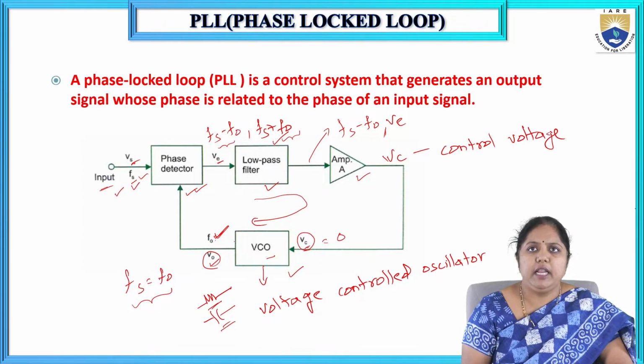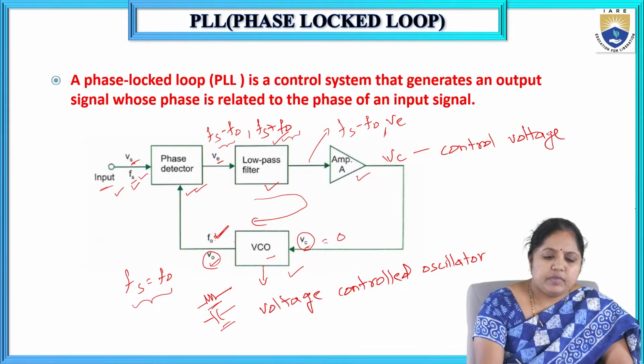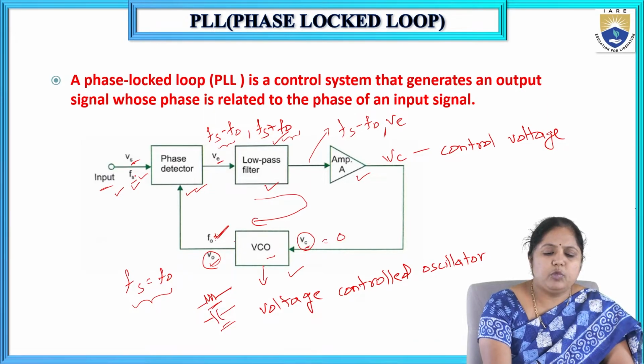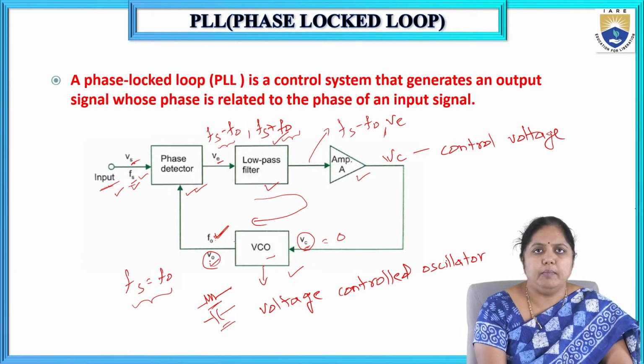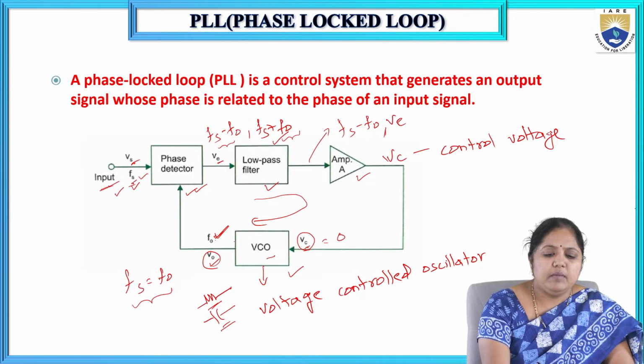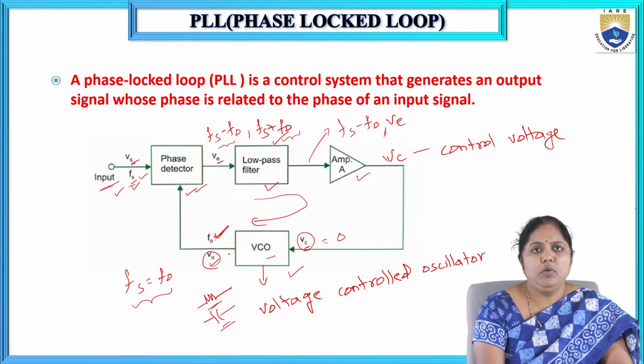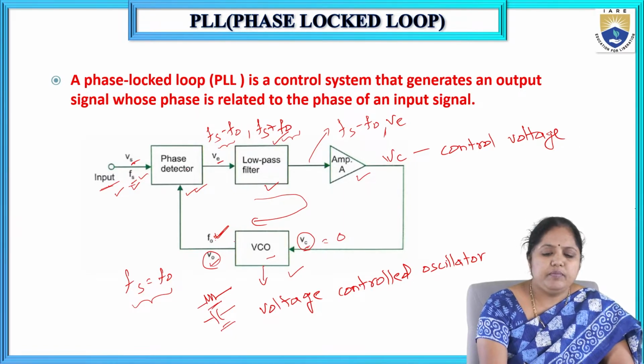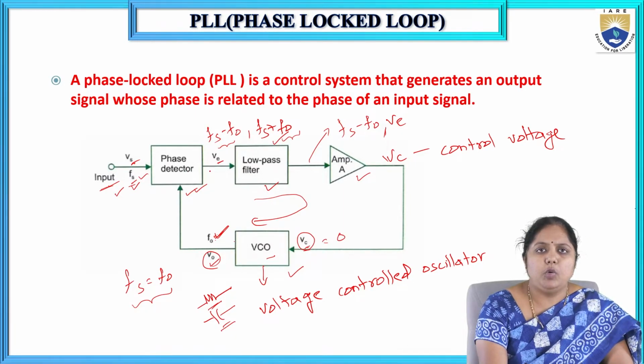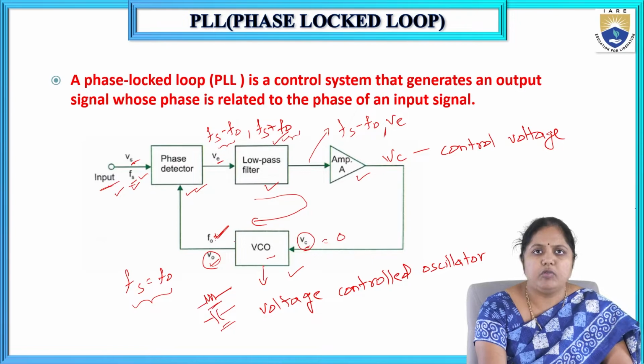Later after that, I am giving the input signal Vs to the phase detector. Now the phase detector will compare the input signal frequency with the VCO output signal frequency and the amplitude. So definitely Fs does not become equal to F naught. At that time, the phase detector output is an error voltage, and it will generate two different frequencies, the difference Fs minus F naught and the sum Fs plus F naught.